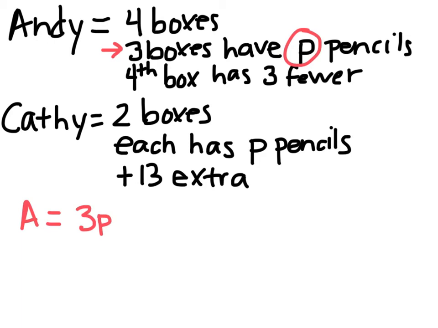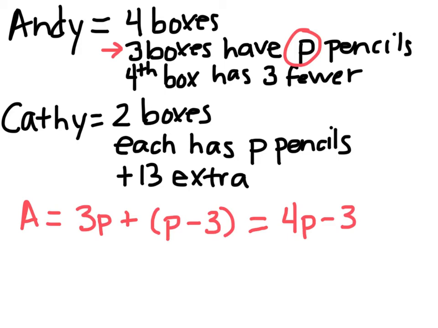He also has another box of pencils that has 3 fewer pencils. So we can assume that that box started with P pencils in it, and then we subtracted 3. So now we can combine our terms to get our final expression. 3P plus 1P gives us 4P minus 3. So Andy has 4P minus 3 pencils.